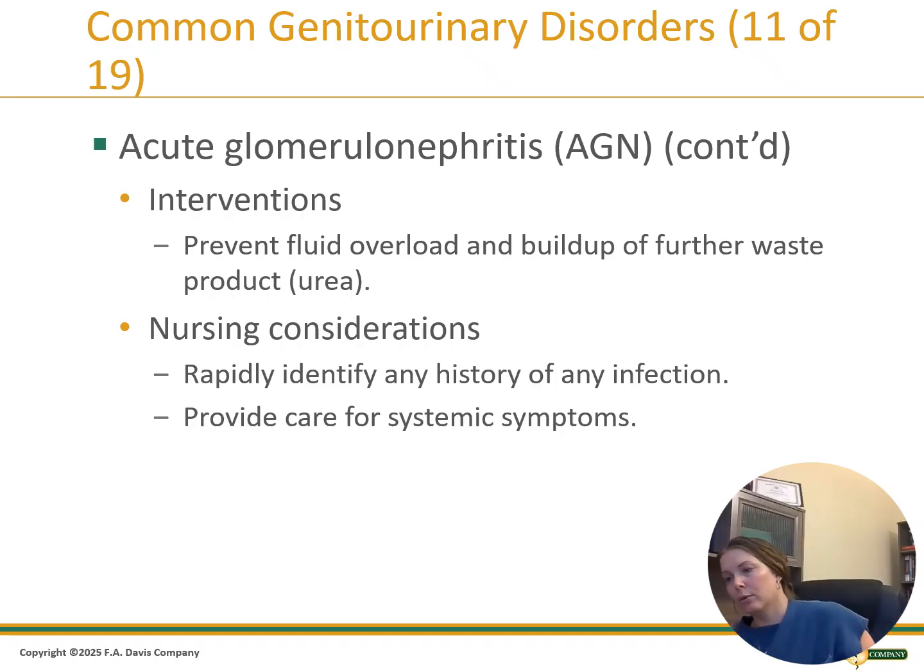Nursing considerations: check with the parents or caregiver if they've had any history of infections. So be sure to ask about sore throat, any skin lesions, recent illnesses. Systemic symptoms we would see are the edema, so managing that, the hypertension, and the fatigue for the child. We want to watch for complications such as acute kidney injury, seizures, and pulmonary edema. Your nursing care is going to focus on monitoring fluid, electrolytes, blood pressure, and infection.